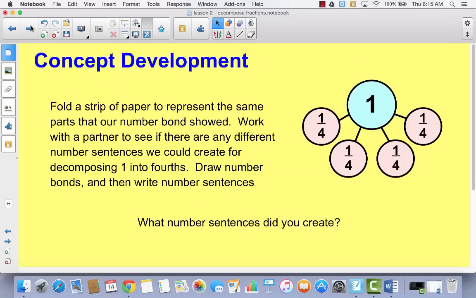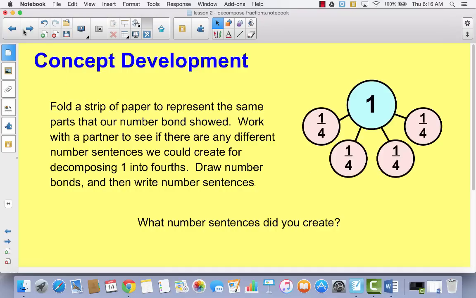Okay. Now we could also create different number sentences using this number bond besides 1/4 plus 1/4 plus 1/4 plus 1/4. We could combine some of these fourths together. Like we could say 2/4 plus 2/4. I could say 1/4 plus 3/4. Those are just some variations on how we can put together these unit fractions to create one whole.